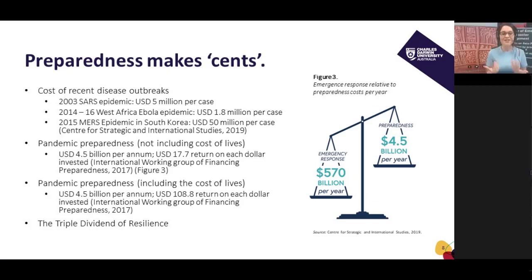But is there a strong case for preparedness? Well, failing to adequately invest in basic health security yields a high response cost. And we can see this with the Ebola epidemic in West Africa between 2014 and 2016, which cost the global economy over $53 billion, which is the equivalent of more than $1.8 million per case.